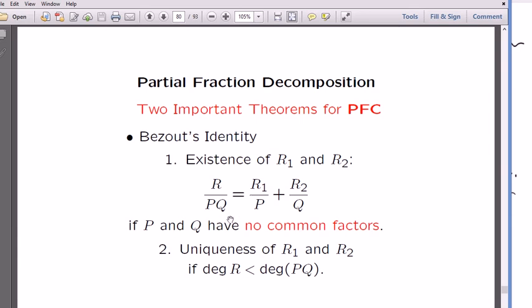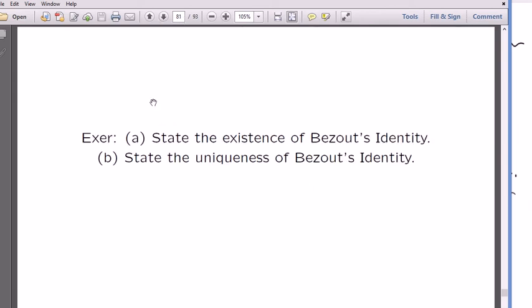So if you want to integrate r divided by pq, if you can split it like this, it turns out integrating r1 divided by p, r2 divided by q is slightly easier. That's the whole application of that. If you're looking at this function in here, difficult to integrate, you can split it. Now individual terms you can integrate. All right? So here is an application.